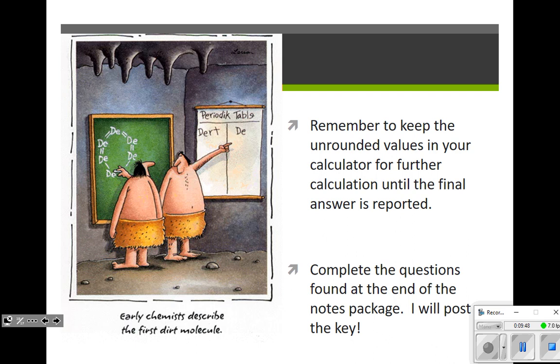So remember to keep unrounded values in your calculator for further calculation until the final answer is reported. Please complete the questions found at the end of the notes package. I will post the key by the end of the day.